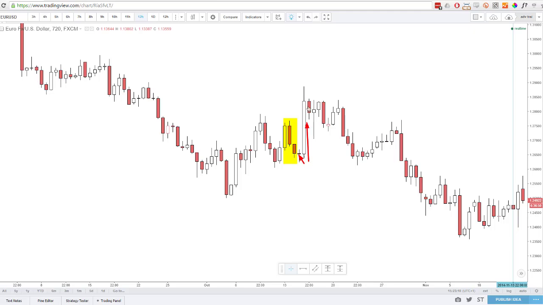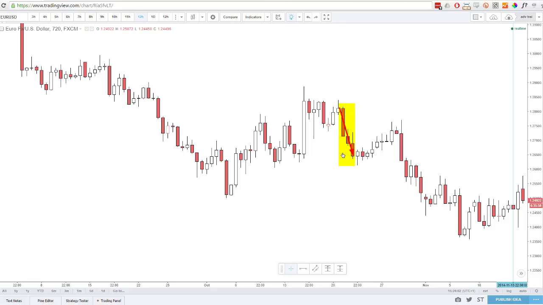Then after that, buyers took control of price and pushed price up. So again, that is an indecision candle forming at a transitionary period. We have another transitionary period here. Sellers pushed down for 3 consecutive candles. Sellers were mostly in control of price for these 3 consecutive candles.